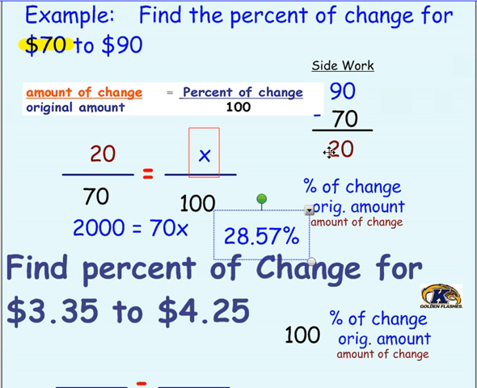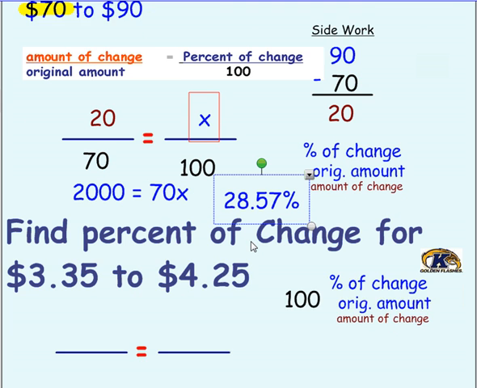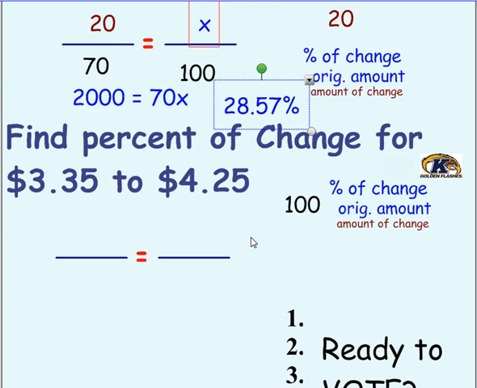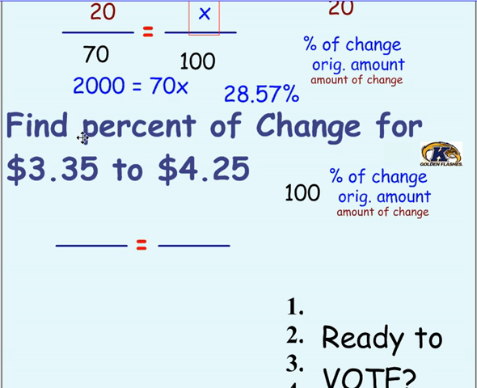You subtract, you put that as the numerator on top, that's the amount of change, and the original amount goes on the bottom. Then you cross multiply and you should get that answer. What I'd like you to attempt is the second question right here: the percent of change for $3.35 to $4.25. You might want to hit pause because I'm about to go over the answer and do a little bit of work on the side here.